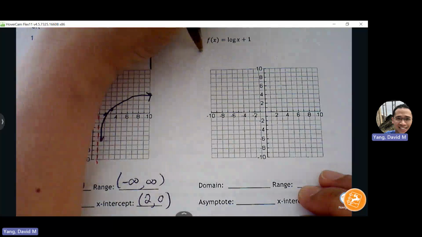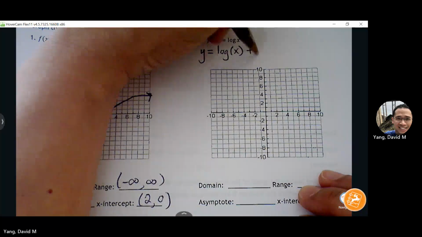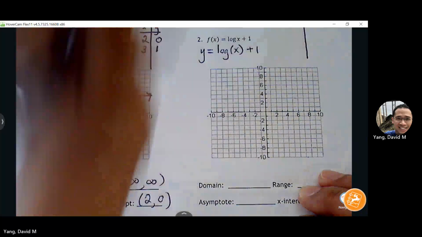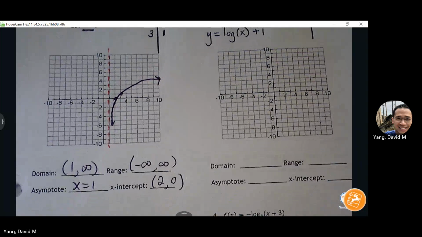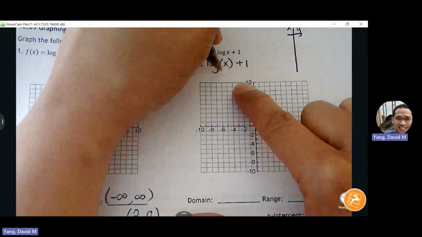Okay, let's look at this equation here. I'm going to rewrite it using y. Okay, so there's a hidden base here. What's the hidden base? 10. Okay, we'll put a 10 there.